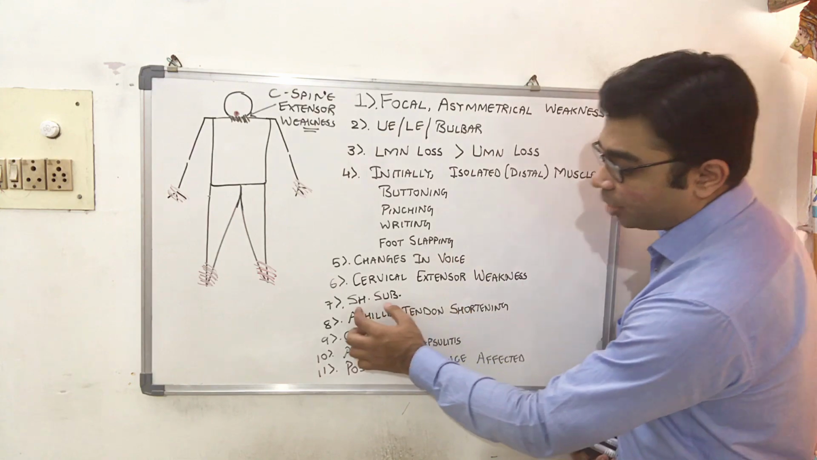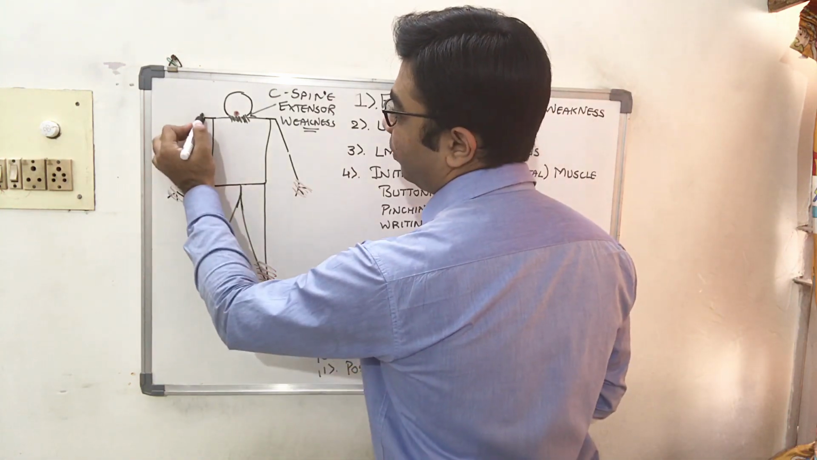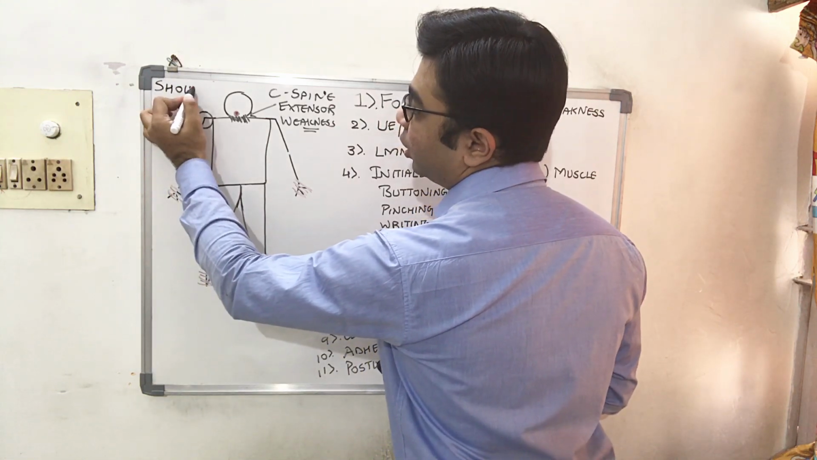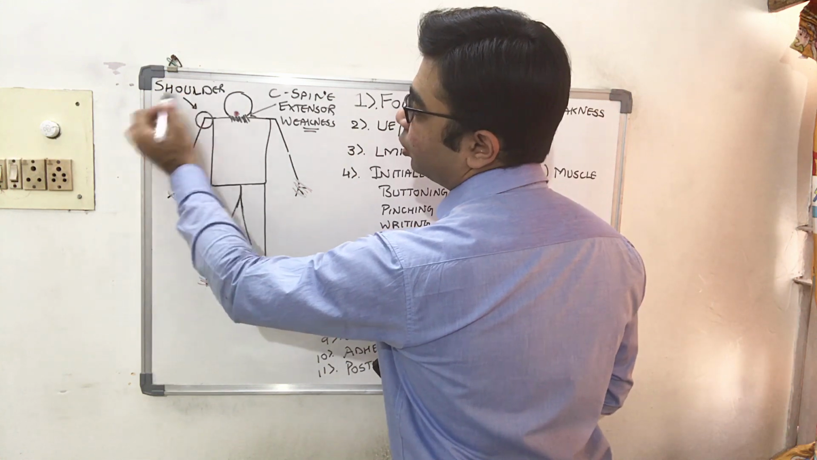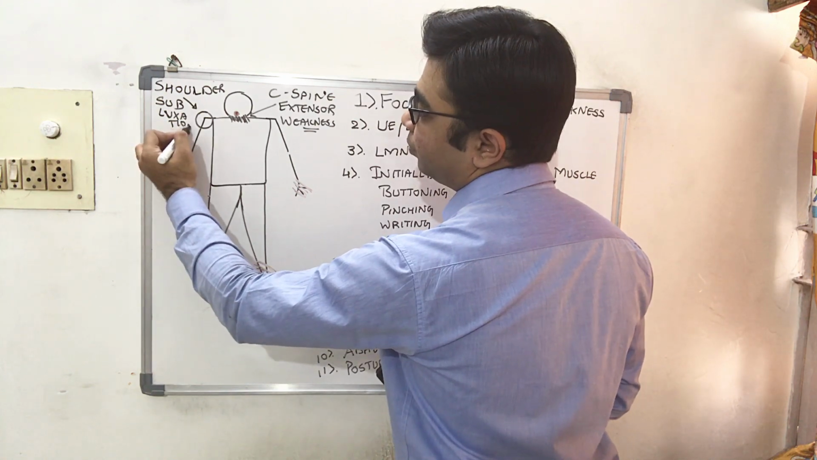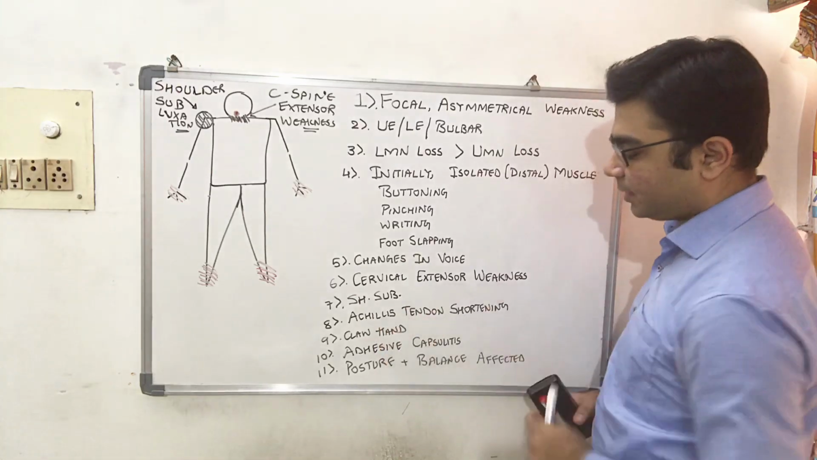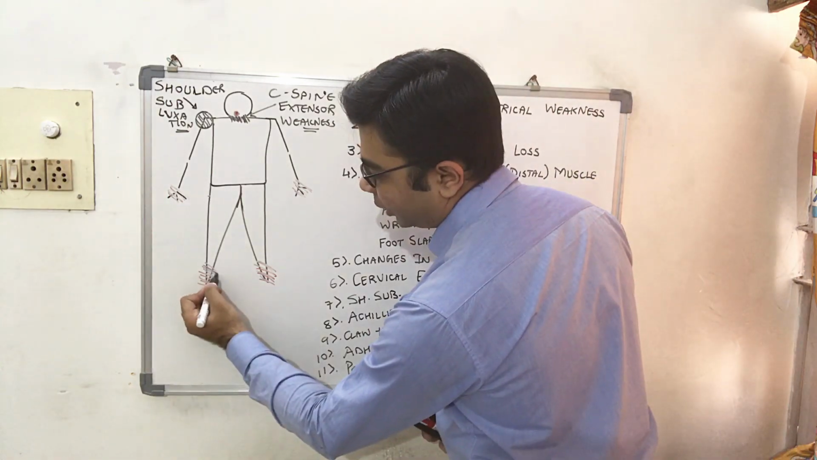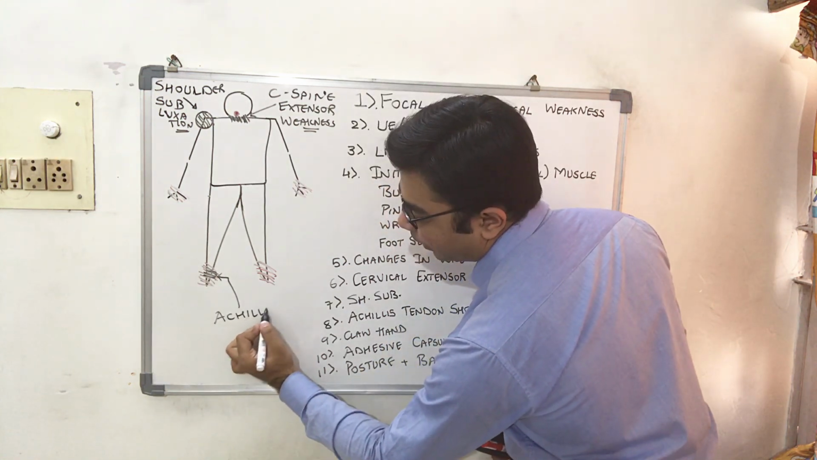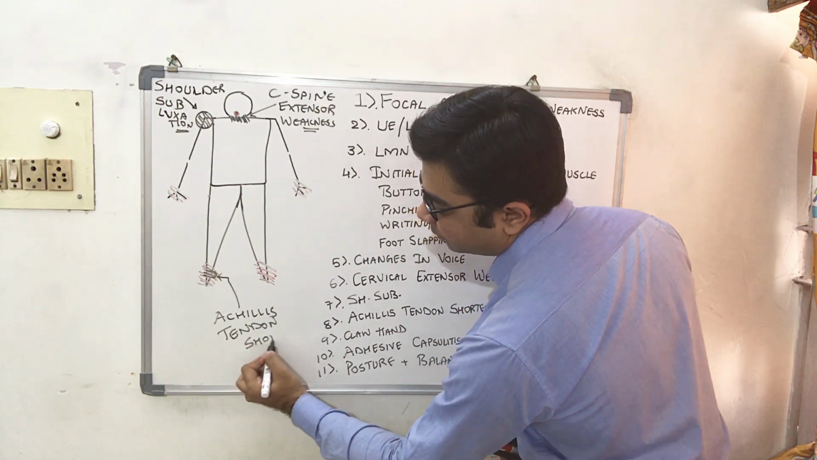And next thing is the shoulder subluxation. The shoulder is very prone to subluxation. Let me write it over here, shoulder joint subluxation. Next thing is the Achilles tendon shortening. Let me write it over here, Achilles tendon shortening is seen.